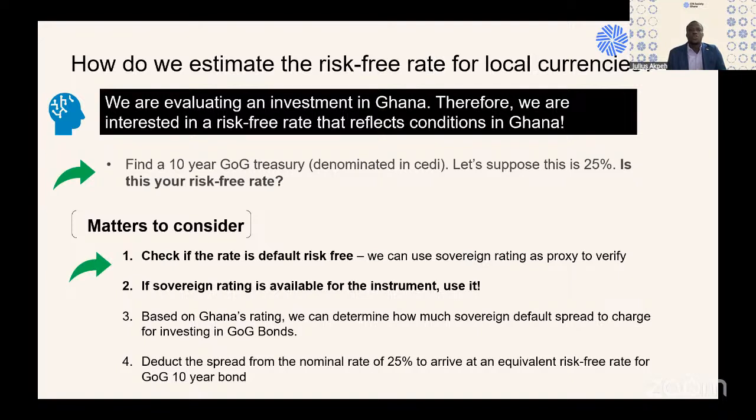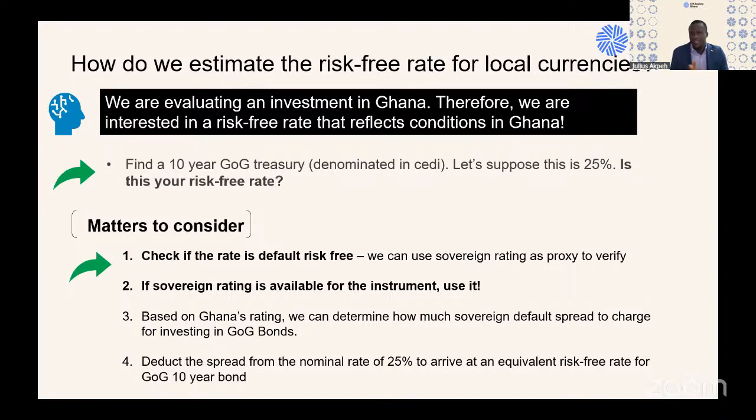The first one is that you need to check if the rate is default risk-free. Is that 25% default risk-free? We can use the sovereign rating. Moody's, Fitch, and S&P provide ratings for corporates and sovereigns, and this has to do with governments. They provide regular ratings, and you can use that to check if your country in question is risk-free. And we know if it is risk-free, it will be AAA rated.